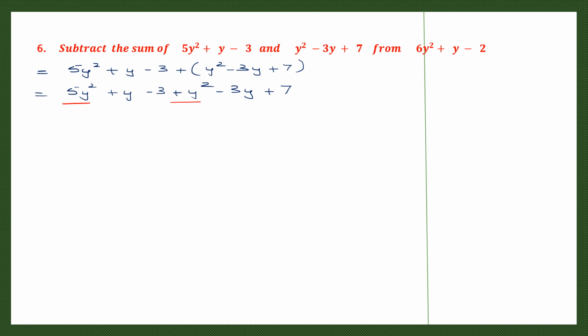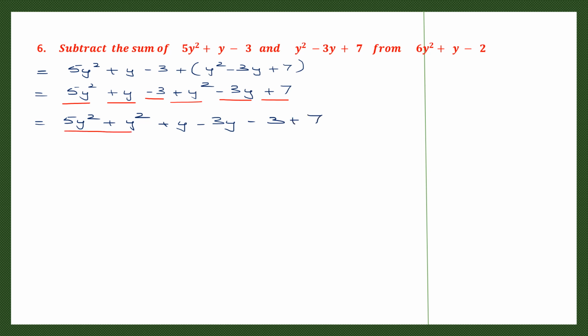Now let's get all the like terms together. 5y square plus y square. Next one is plus y minus 3y. Then the numbers minus 3 plus 7. Let's work on the like terms now.